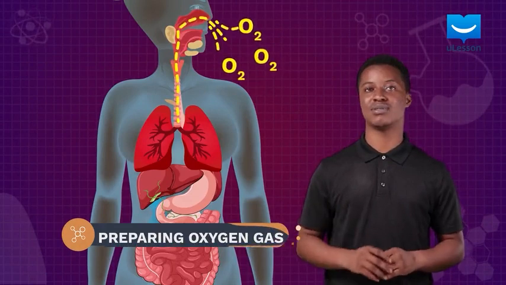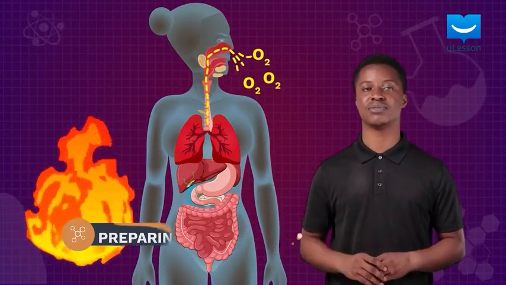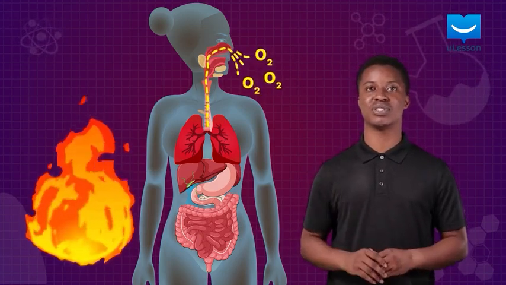So hi guys, we have learned that oxygen gas is very important to humans and animals as it aids important processes like combustion and respiration. In this lesson, we will see how to prepare oxygen gas in the laboratory.